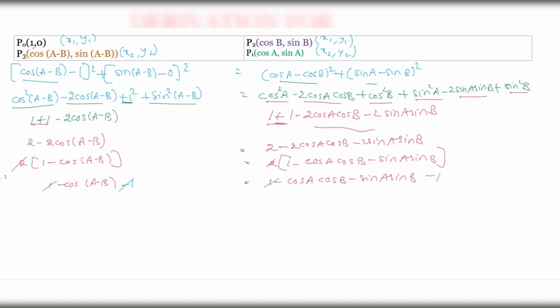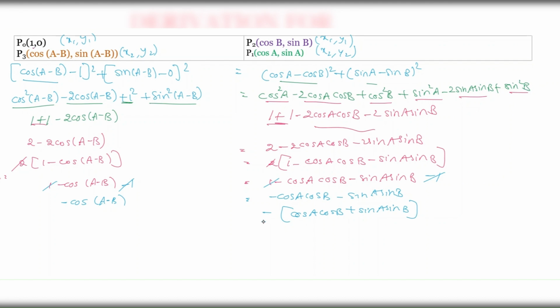And here also, the remaining value is minus cos of a minus b is equal to minus cos A cos B minus sin A sin B. Now from here if we take minus out, that gives cos A cos B plus sin A sin B.